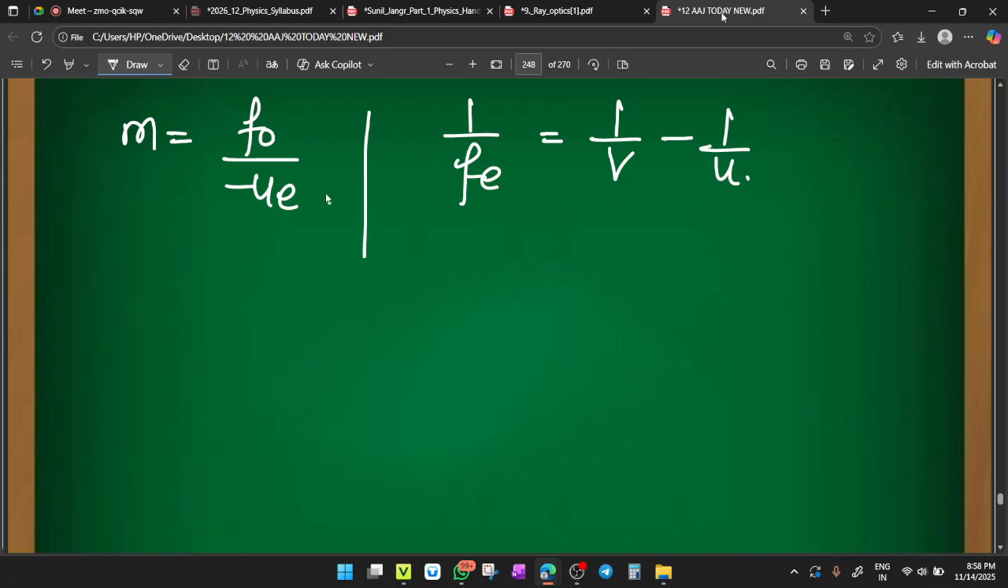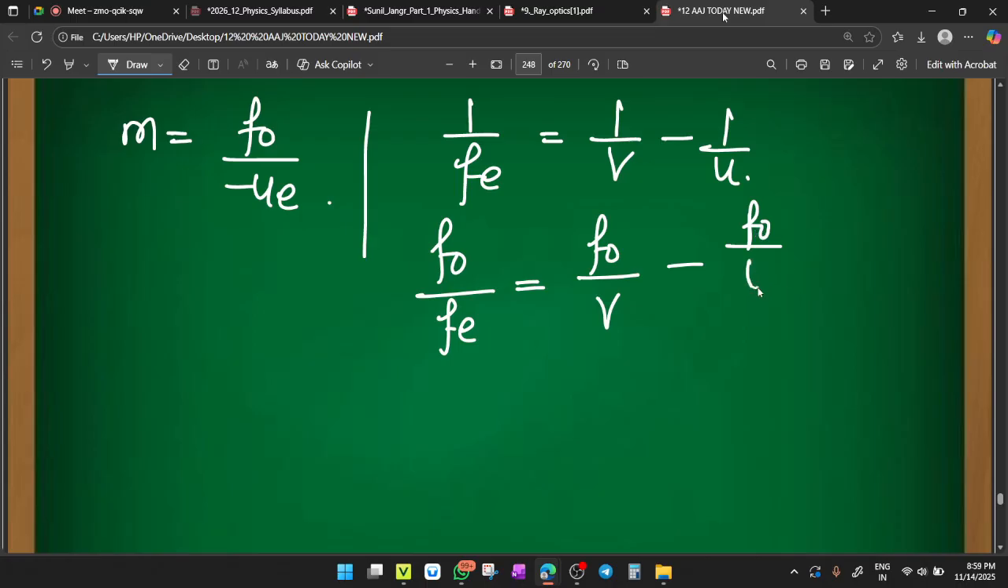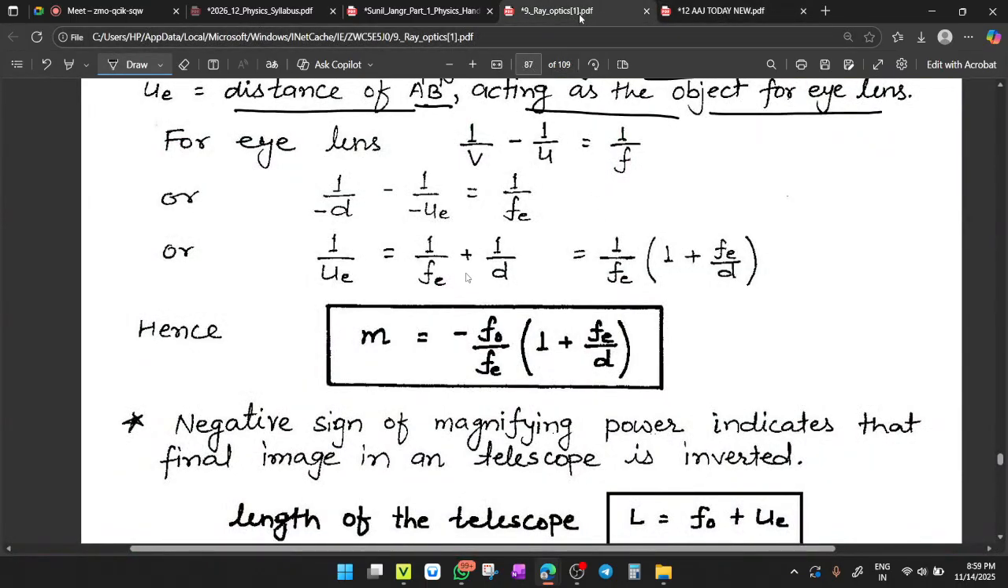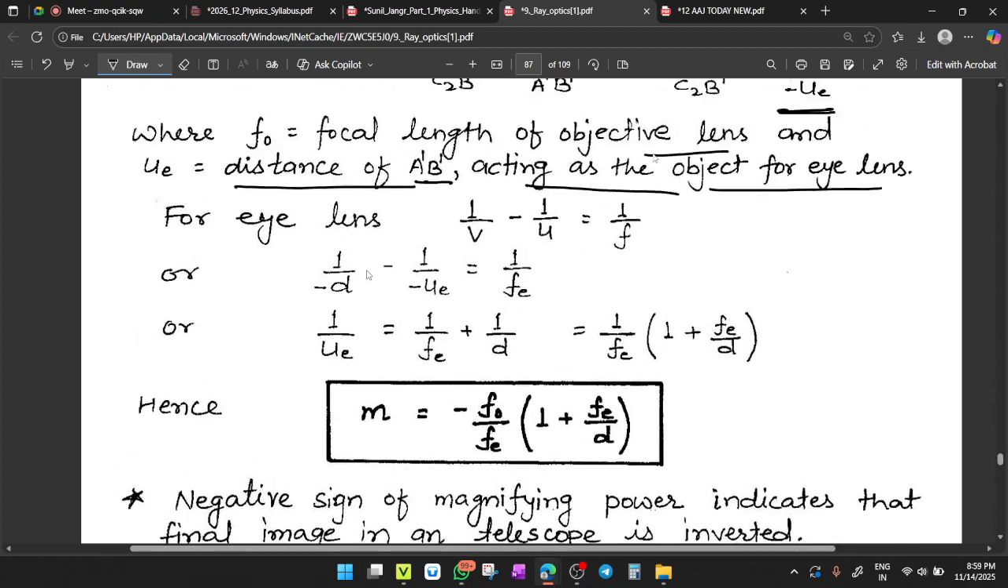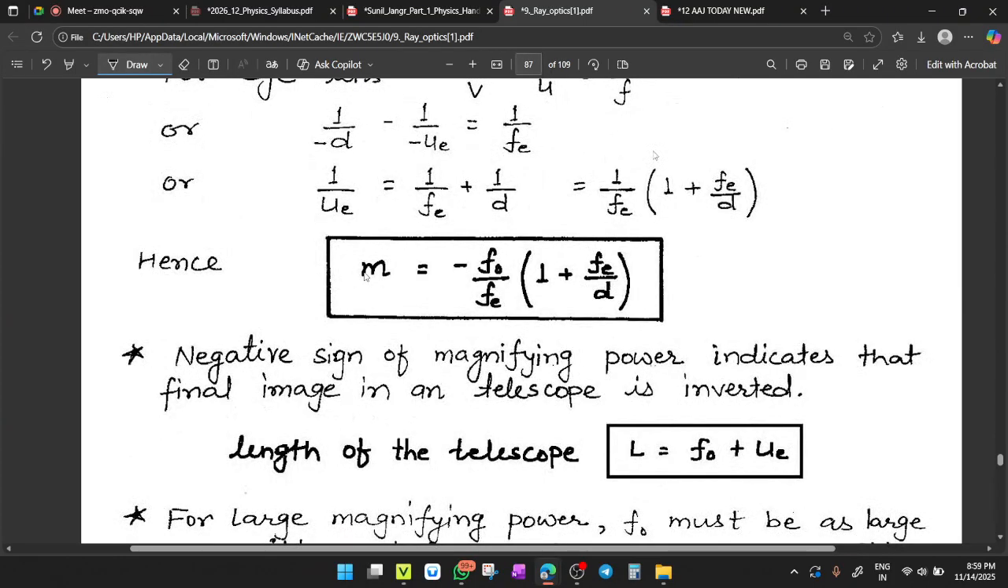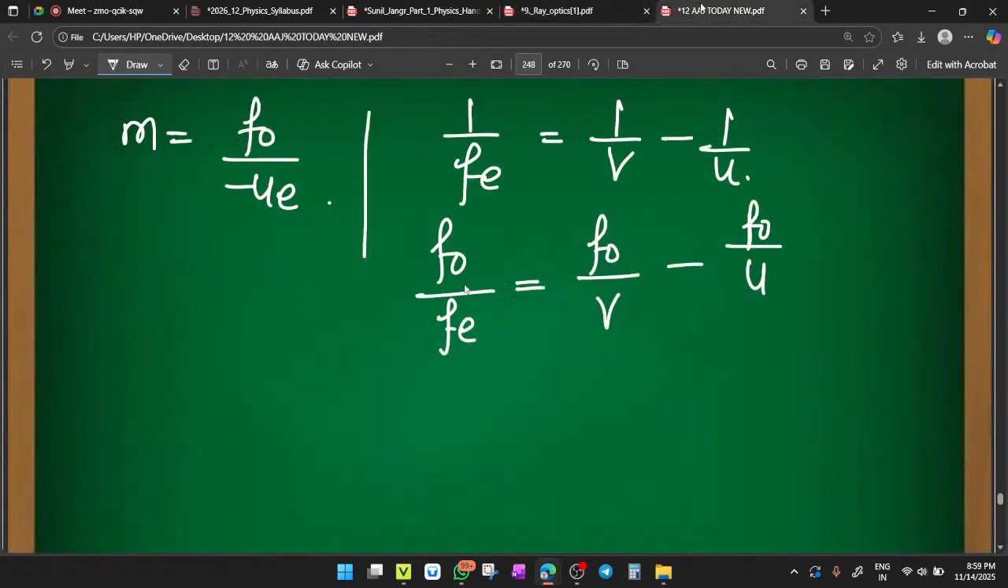Multiplied by FO. Okay, multiply it by FO. So you will have FO upon FE equals FO upon V minus 1 upon FO upon U. Clear or not clear? So you have placed it multiplied with FO. Wait, do not multiply it by FO. It would be better.